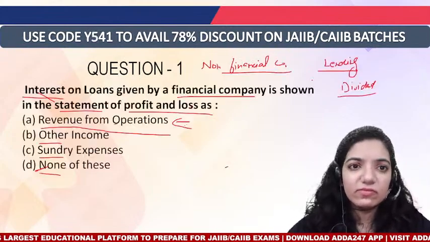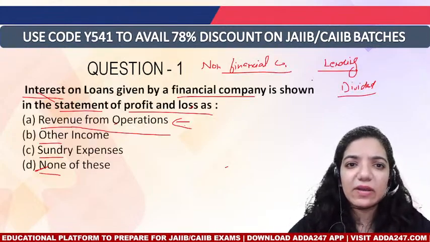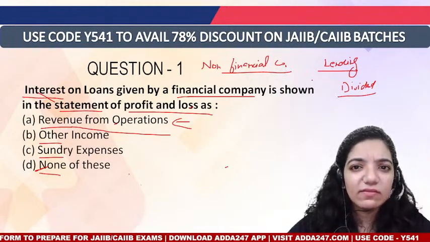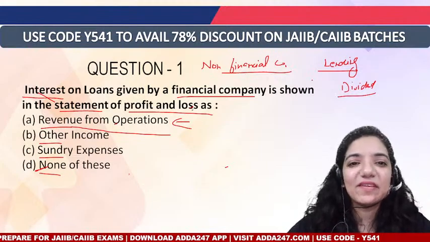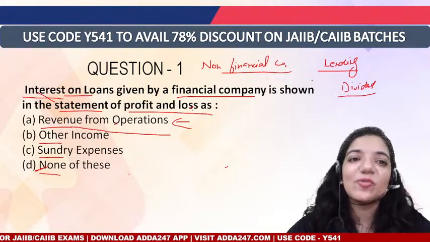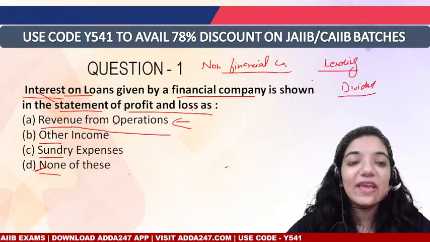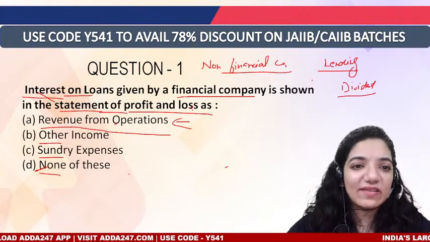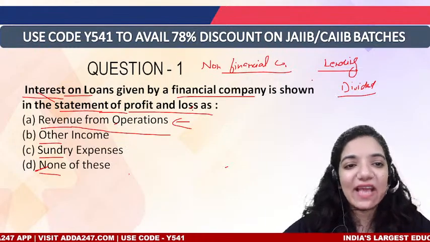Interest on loan given by. No, this has to be like that only. This is given by. There's a problem in this question. It says that interest on loan given by a financial company. If it is given by a financial company, it would be sundry. It would come under the term of finance expenses.